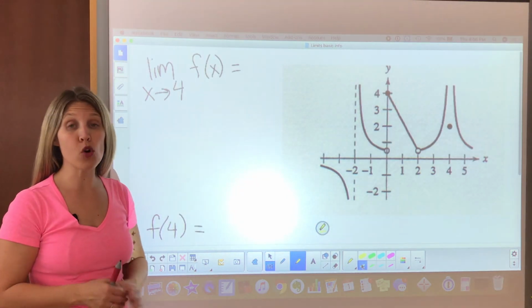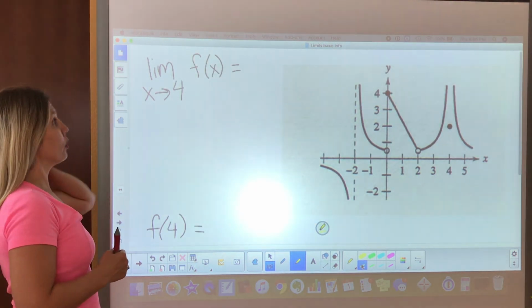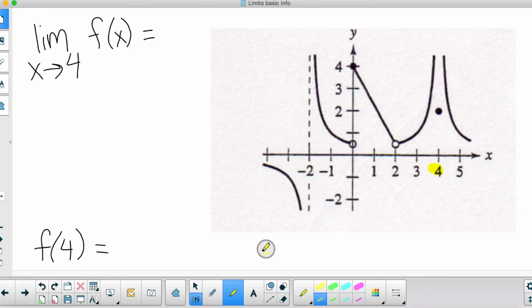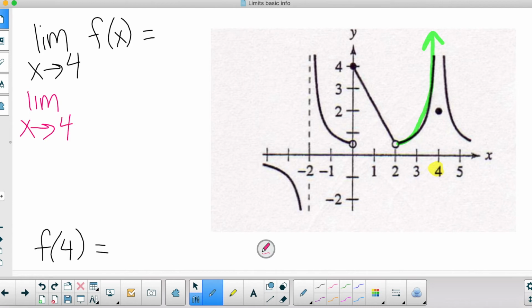Let's try one more using this same graph. Now we're doing the limit as x goes to 4. Let's find out where x is 4. Right, now we have to look at the graph coming in from the left-hand side. From the left-hand side, where is that graph headed? Correct, x goes to 4 from the left of the function. It's headed to positive infinity.